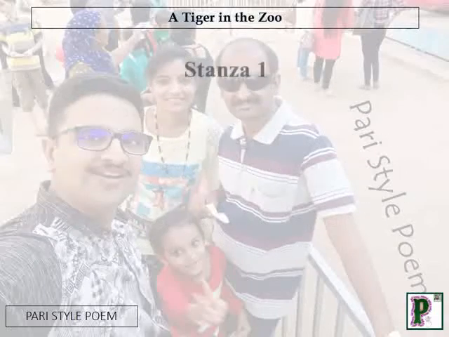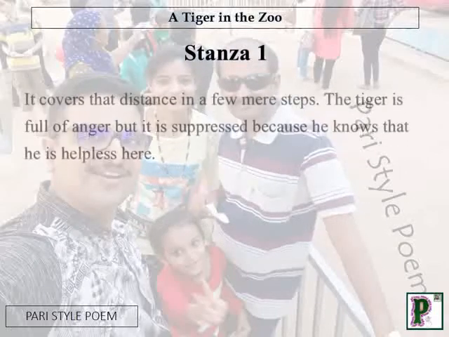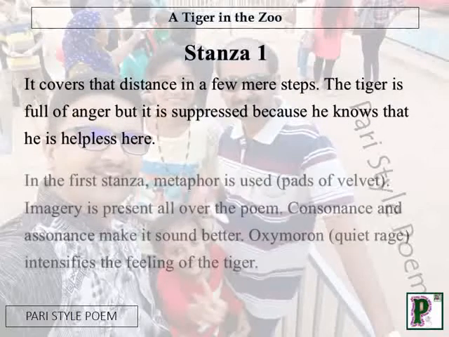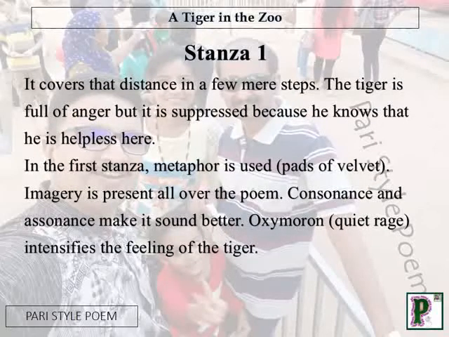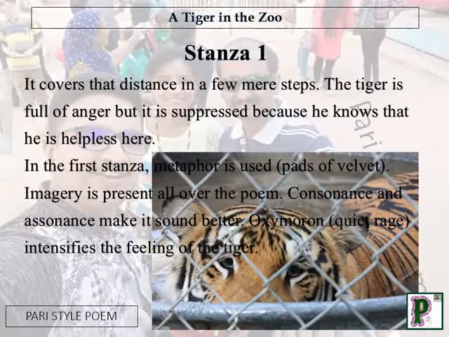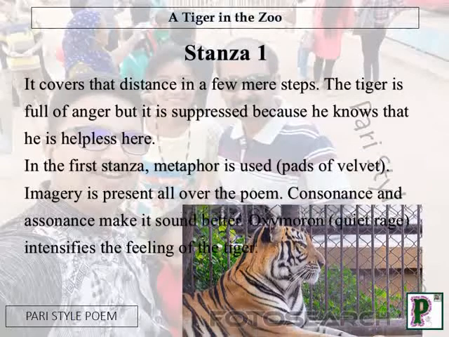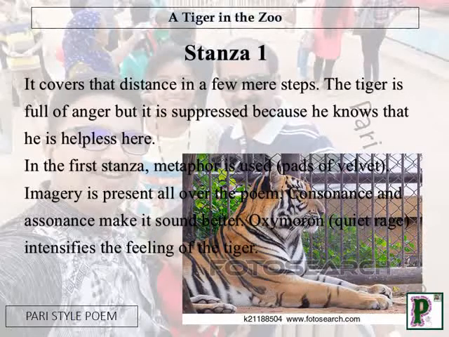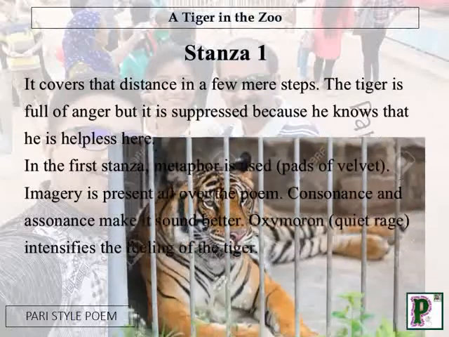It covers that distance in a few mere steps. The tiger is full of anger, but it is suppressed because he knows that he is helpless here. In the first stanza, a metaphor is used, pads of velvet. Imagery is present all over the poem. Consonance and assonance make it sound better. Oxymoron, quiet rage, intensifies the feeling of the tiger.